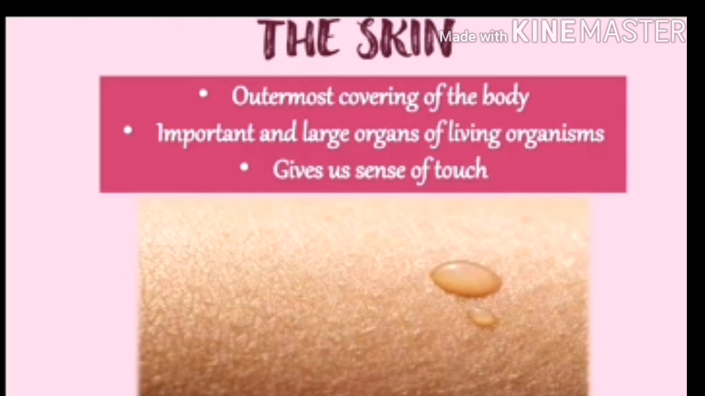The next part of this lesson is the skin. The skin is an important and large organ of all living things. The skin has hair and nails. There are nails on the skin at the tips of the fingers and toes. The skin gives a sense of touch. So the skin is a very important sensory organ of the body, and it is very important for all living organisms. The outermost covering of the body is called the skin. Now their function and structure we will see in the next part.